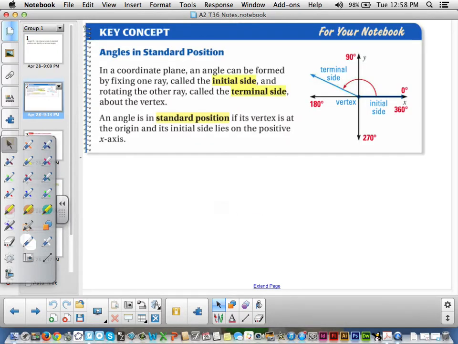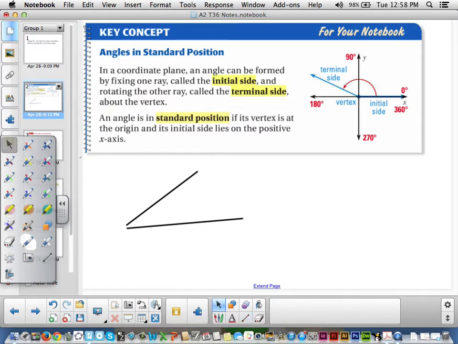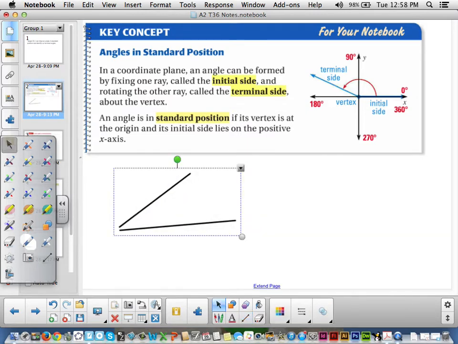All right, so an angle. Everyone knows what an angle is. It's two rays that share an endpoint. Typically, anybody can draw an angle. But what we like to do in math is have a standardized method for referring to those angles. And so what we do is we draw them in what's called standard position.